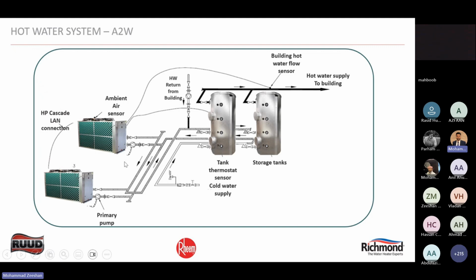You have pumps, primary pumps connected to the heat pumps between the tanks, and so this becomes a primary circuit. And the secondary circuit is basically you have a cold water inlet and the hot water outlet and the hot water return coming in.